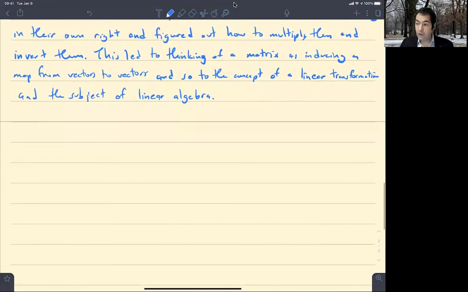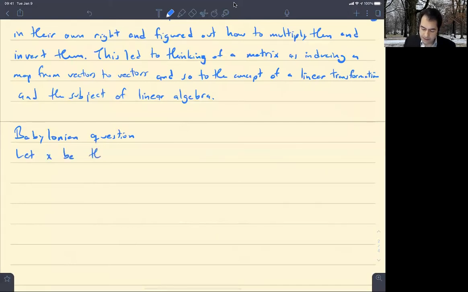Okay, so we have these two historical examples of systems of linear equations. So let's go ahead and solve them. Let's start with the Babylonian one. As we solve them, there are a few remarks I want to make that will be important moving on. Okay, so for the Babylonian question, let's introduce some variables.